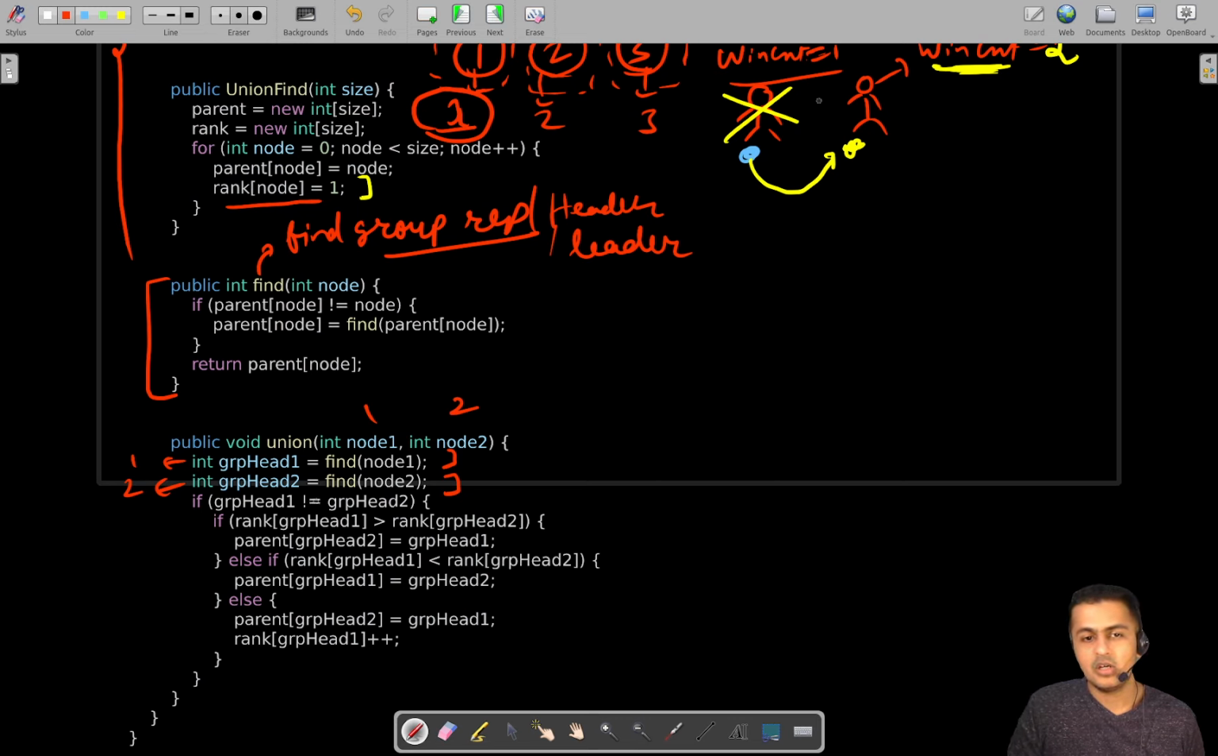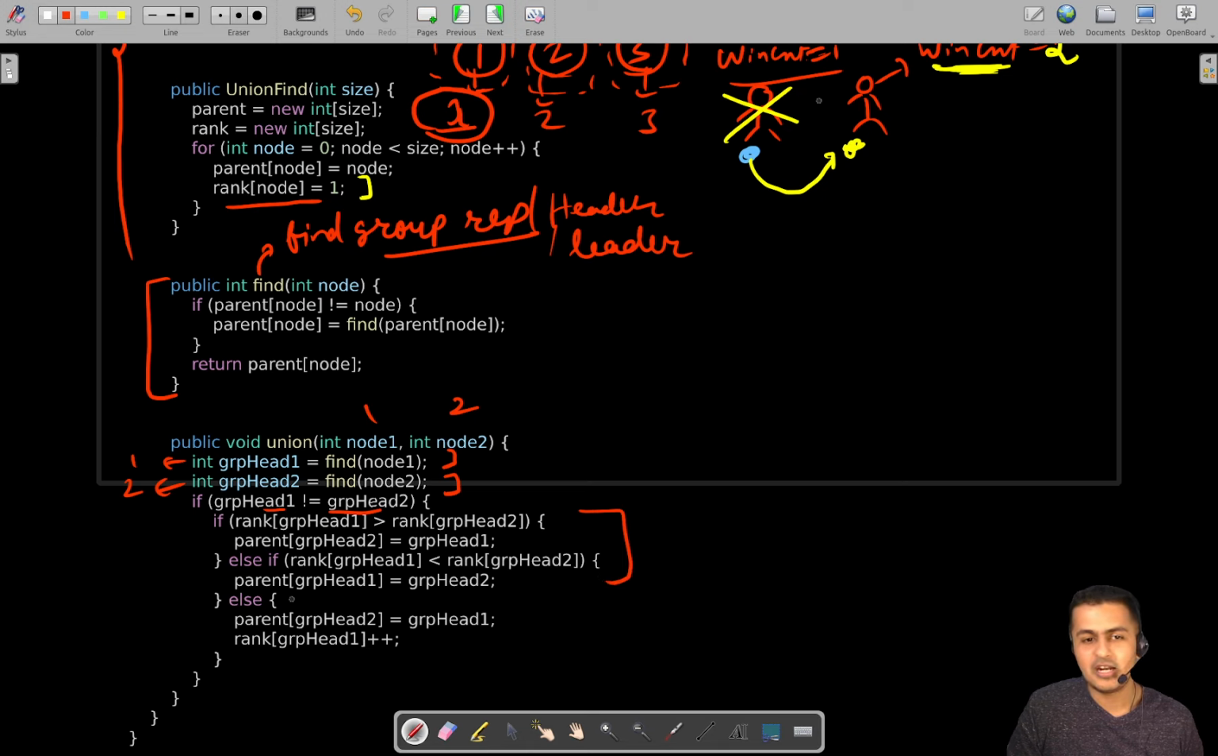If they have the same group head, then it means that they are in the same group, so there is no point in proceeding any further. If there are different group heads, then you will see who has the higher rank. The higher the rank, the more likely that particular gorilla or person is to remain the group head. This is the logic.